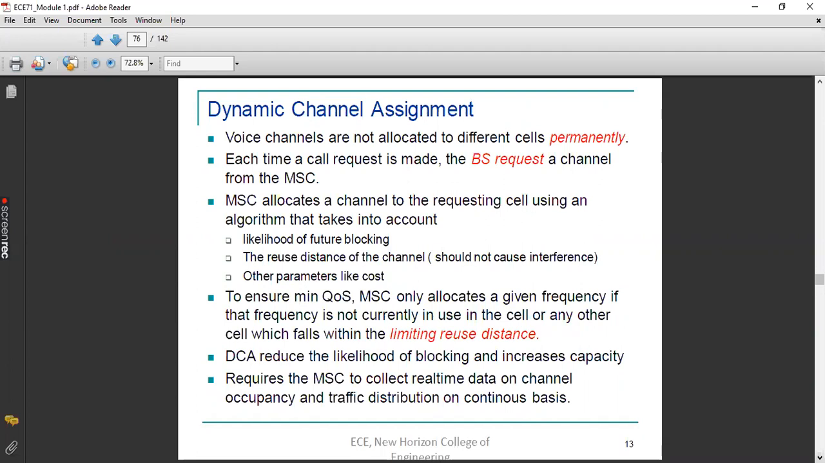And the third one is cost. It should be cost effective.